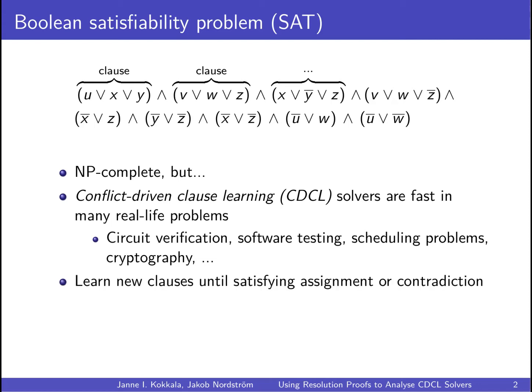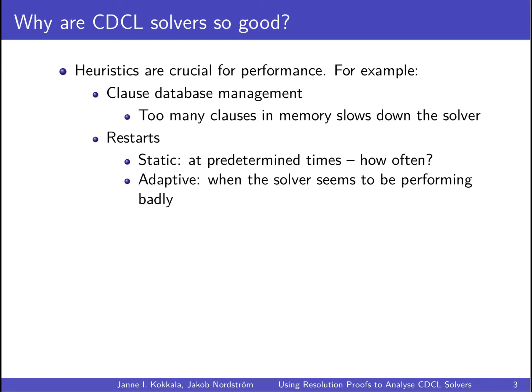The idea behind the dominant CDCL paradigm is that the solver derives or learns new clauses until it finds a satisfying assignment or reaches a contradiction. And one great feature of many CDCL solvers is that in case of negative result, these learned clauses actually give a proof of unsatisfiability, which can then be used to verify the result. So why are CDCL solvers so good then?